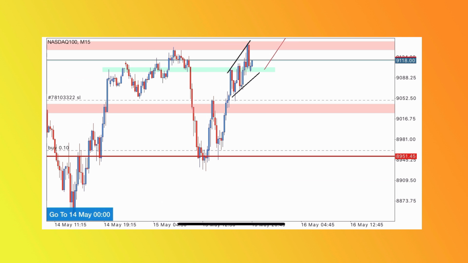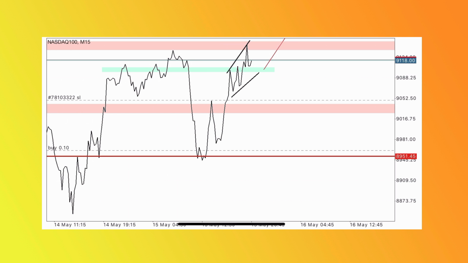So far we are waiting for the market to open with the weekly gaps, and that's how we can have an update on our Nasdaq trade and analysis.